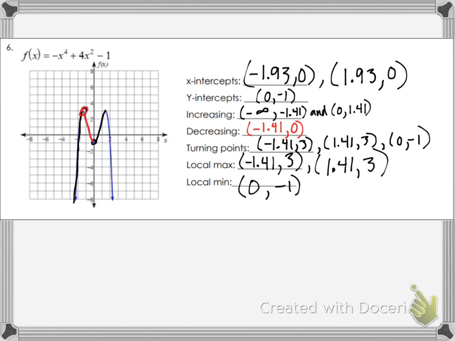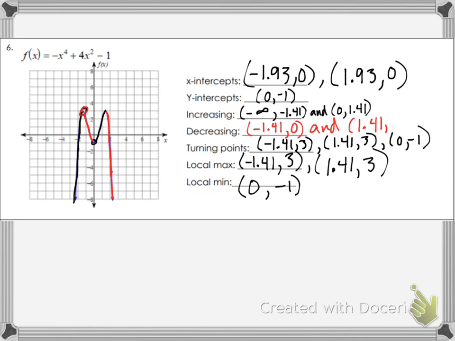That's the red section of the graph. Does everyone see that? Negative 1.41 all the way to 0. It stops decreasing and switches to increasing. Is that my only interval of decreasing? No. Where else is it decreasing? It starts decreasing again at 1.41. And then does it have a stopping point for decreasing now? No.